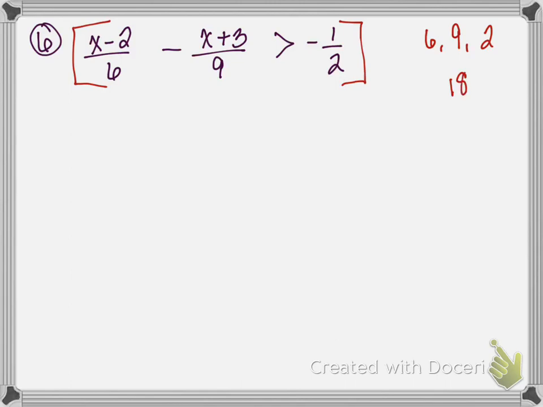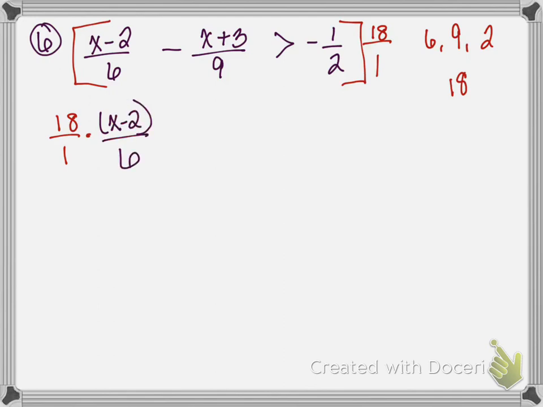Your LCD is 18 because 6 times 3 is 18. 9 times 2 is 18, and 2 times 9 is 18. 18 is divisible by 6, 9, and 2, all evenly. So what I am multiplying by here is 18 over 1. So I'm going to have 18 over 1 times x minus 2 over 6.